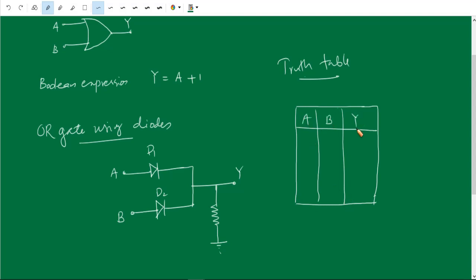A, B, output Y: 0 0 0, 0 1 1, 1 0 1, 1 1 1. So the output is high if any one of the inputs is high. Both are 0, therefore the output is 0. Here it is 1. The output is 1 for this also. The output is 1 for this also. This is the truth table of the OR gate.